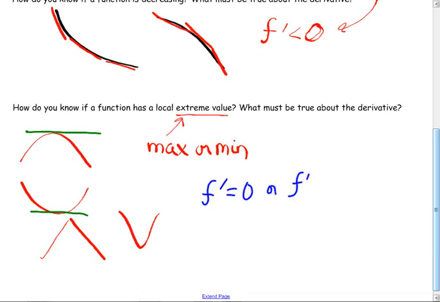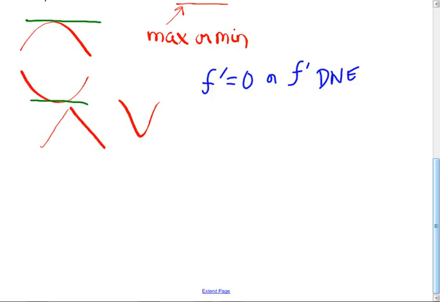Or f prime does not exist. Now, here's the thing. Just because the derivative is 0 doesn't mean you have a maximum or minimum. Does it? What if I take this function? How would you describe this function?